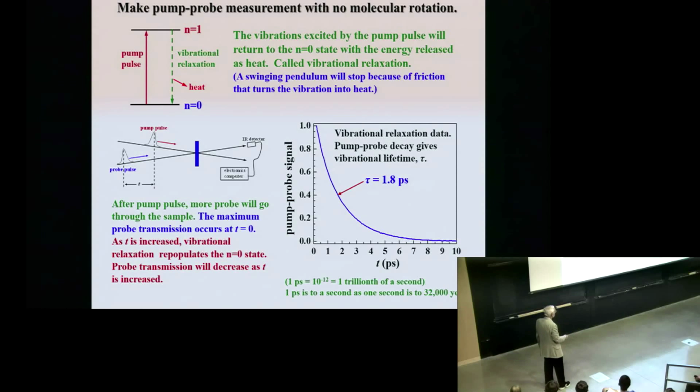So again, a picosecond is a trillionth of a second, and just to get a feel for how fast that is, 1 picosecond is to a second as 1 second is to 32,000 years. Okay, so just to give you a feel that a picosecond is very fast. Since we have femtosecond timescale pulses, which is 1,000 times shorter, we can easily measure this timescale.